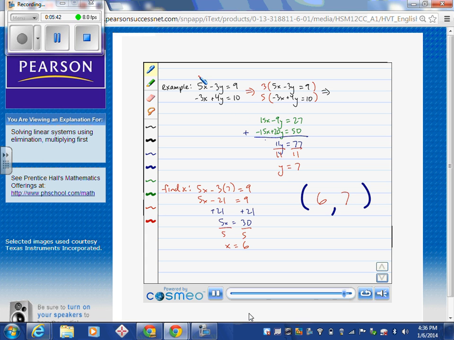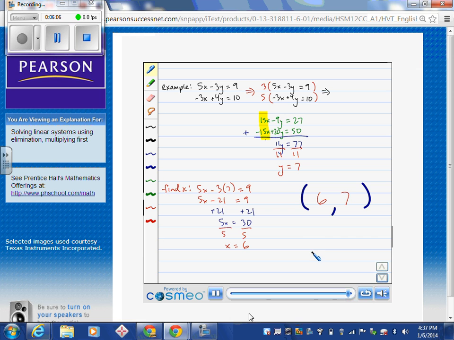Just to review, we have a system here where we can't just multiply one equation by a constant, but we had to multiply both equations by separate constants in order to get a variable that can be eliminated. And then we went ahead and eliminated it, and then found our y and then our x.